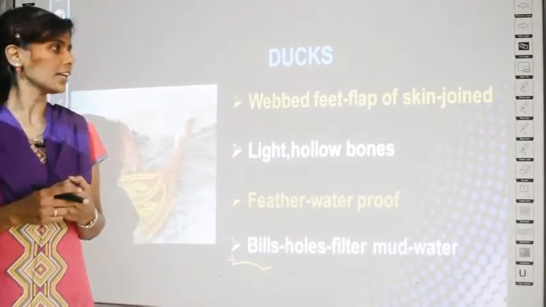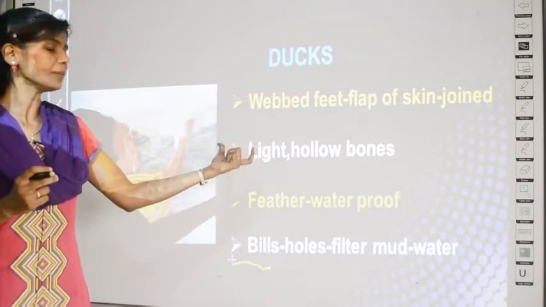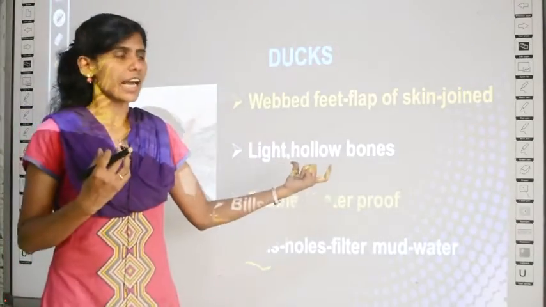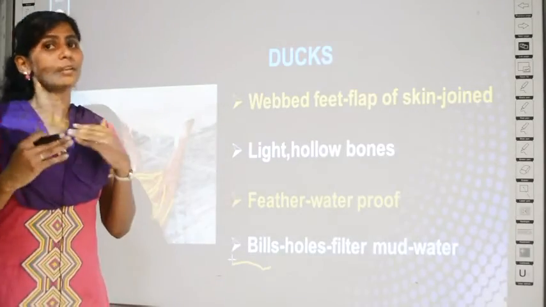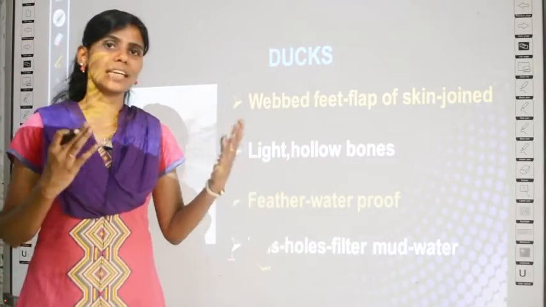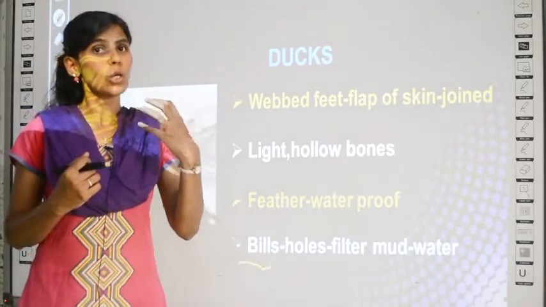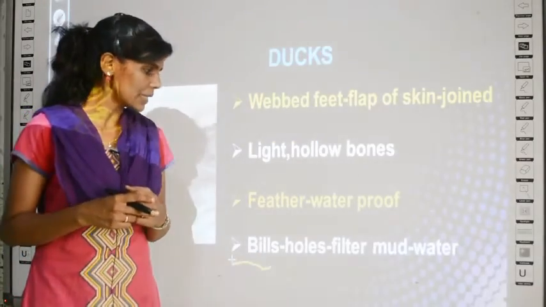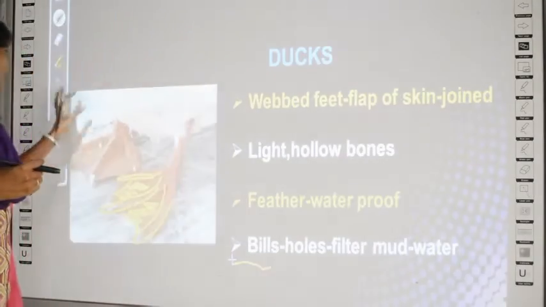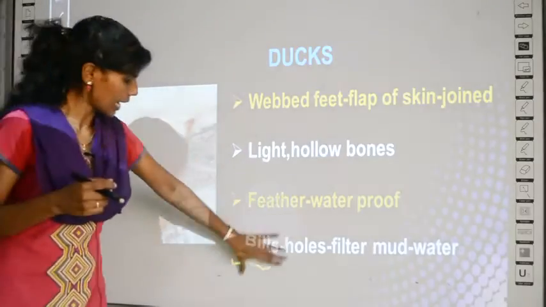So what have we studied? They have webbed feet which are joined together by a flap of skin, and their bones are light and hollow in nature so that they can swim easily, and their feathers are waterproof so that it keeps the ducks always dry, and they have holes on the beak. It is called bills, and the function of the bills is to filter the mud. So these are the adaptations in aquatic animals.